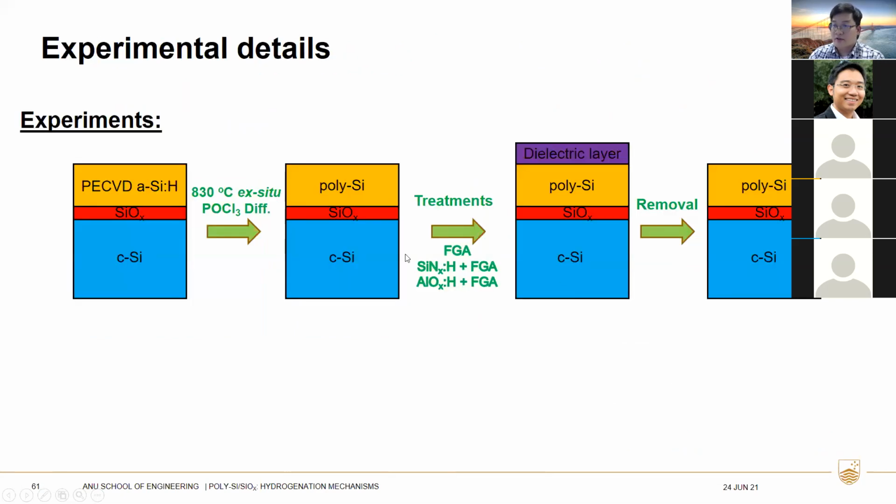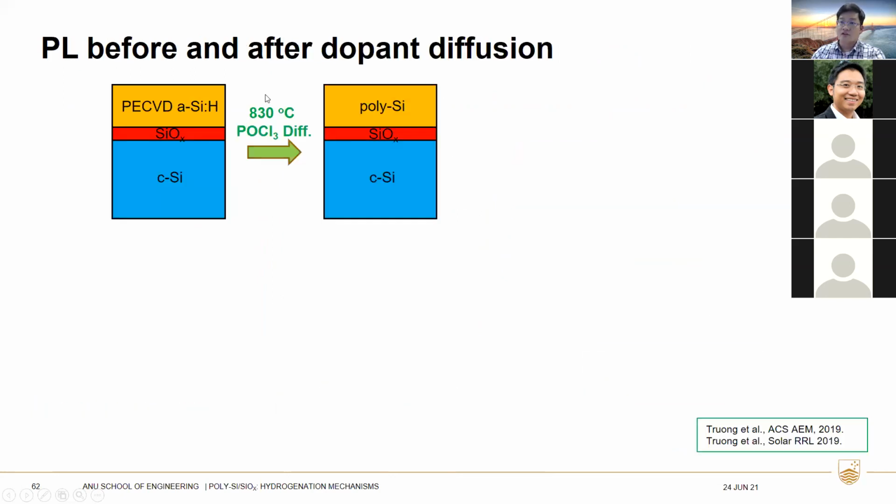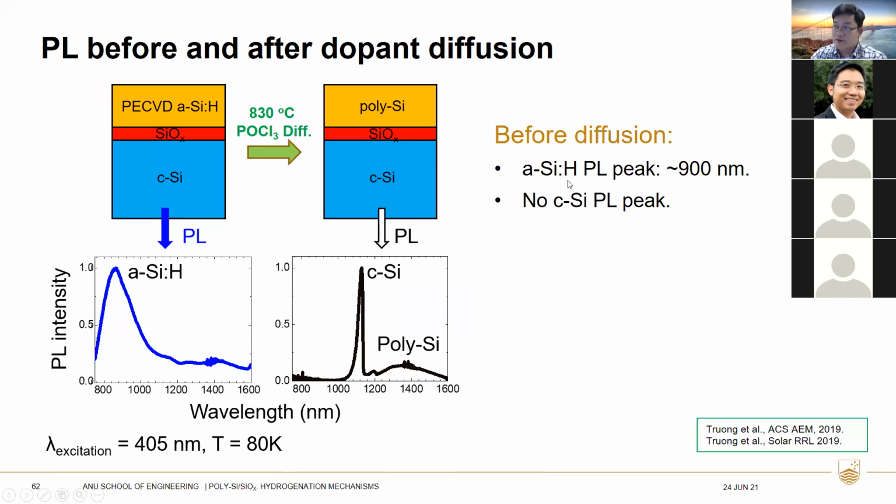So this is the experimental details. For the hydrogenation treatment, we use forming gas anneal with or without the presence of the dielectric layers. And before the characterization, we will remove the dielectric layers. So the PL before and after the dopant diffusions, as you can see from the figure here. I just repeat a bit about the work before.